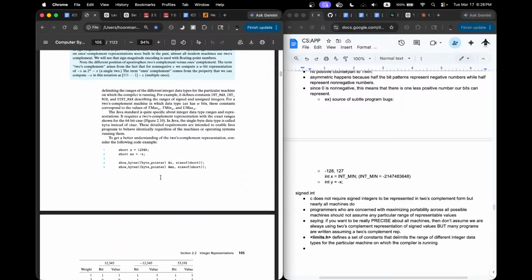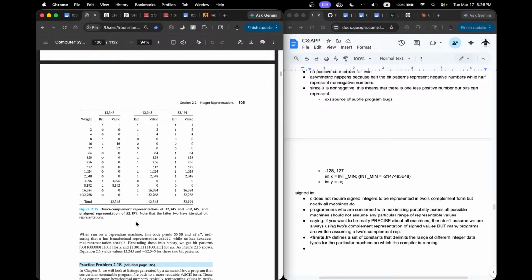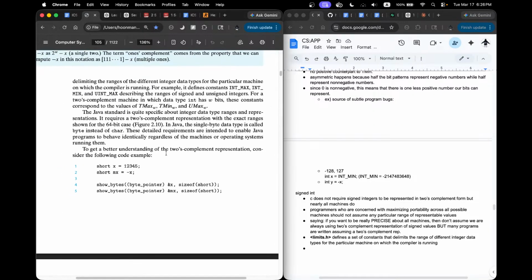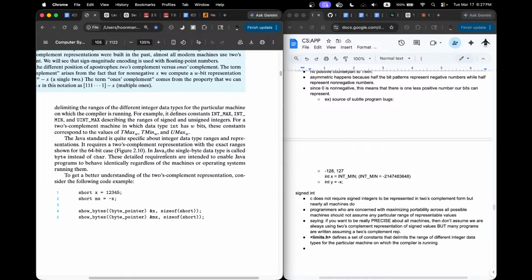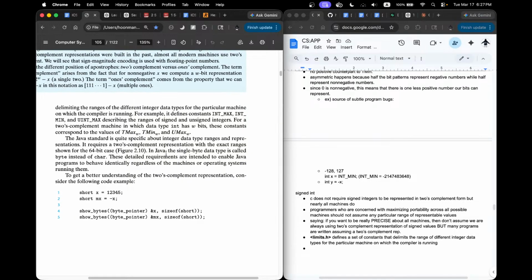Oh, I'm not going back. Oh, wait. This one? No. Java's single byte data type is called byte instead of char. Wait, why?